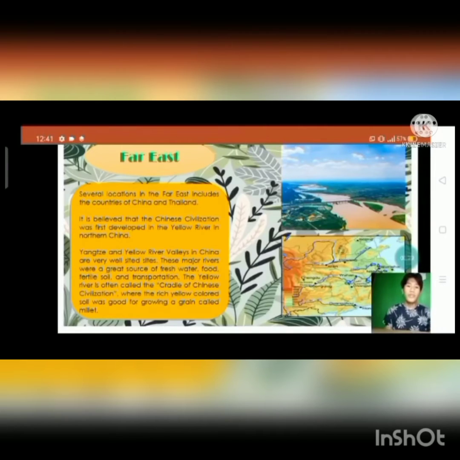There are two major rivers that played significant roles during this era, the Yangtze and the Yellow River valleys in China, which are very well-cited sites. These major rivers were a great source of fresh water, food, fertile soil, and transportation. The Yellow River is often called the cradle of Chinese civilization, where the rich yellow-colored soil was good for growing a grain called millet.